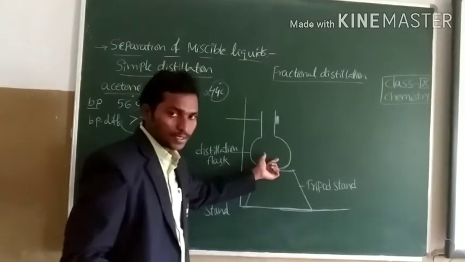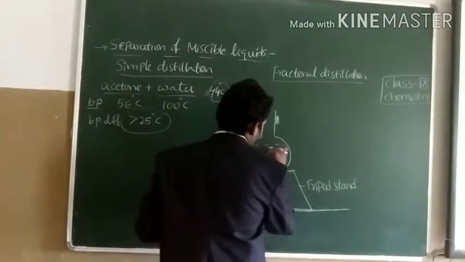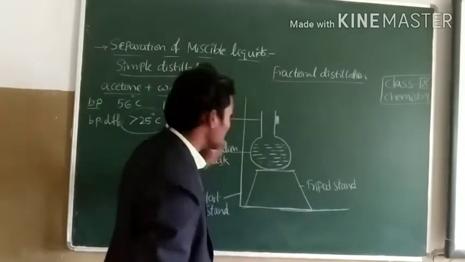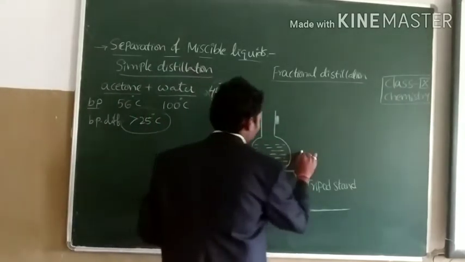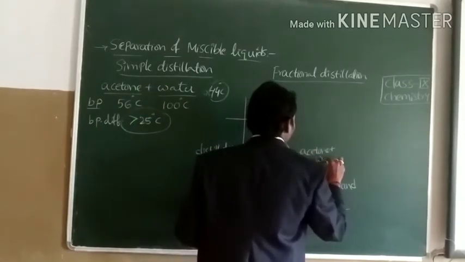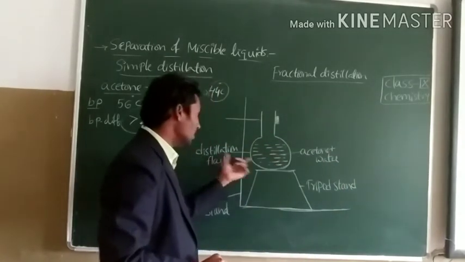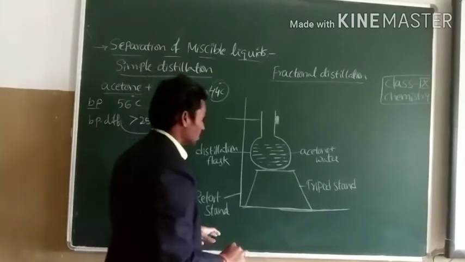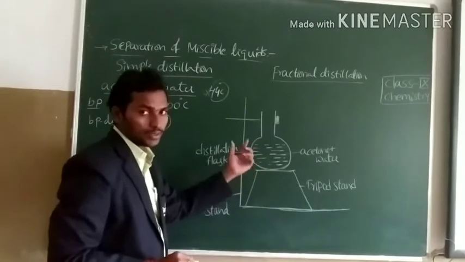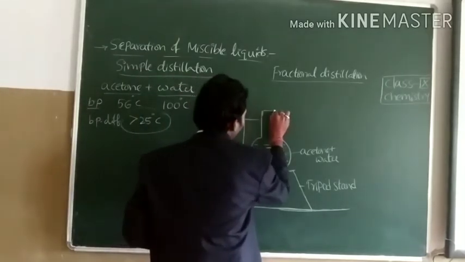And this distillation flask contains a miscible liquid mixture such as acetone and water. Acetone and water is a miscible liquid mixture which we have taken in the distillation flask. Now we have to close the distillation flask with a rubber cork.